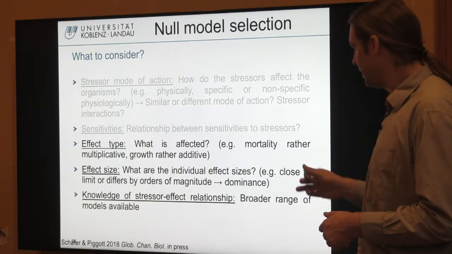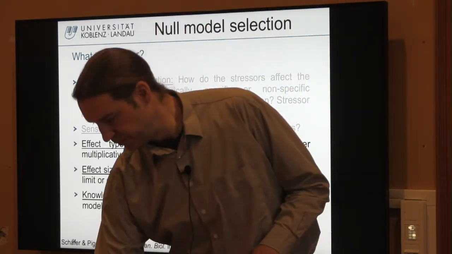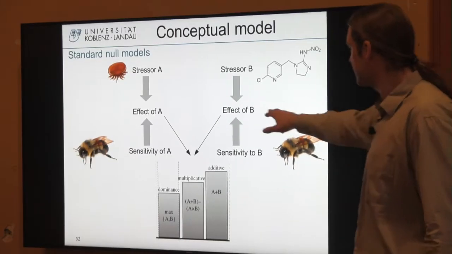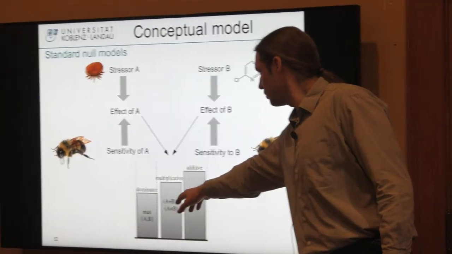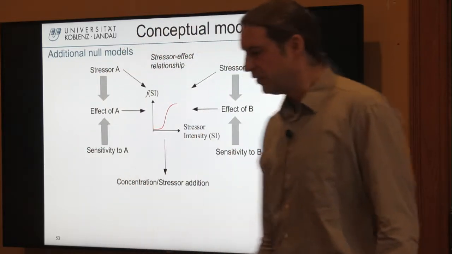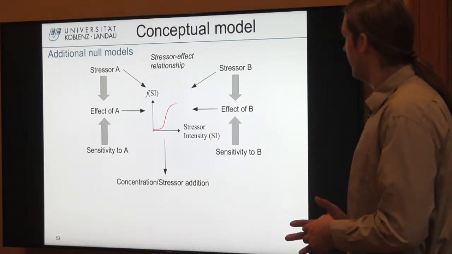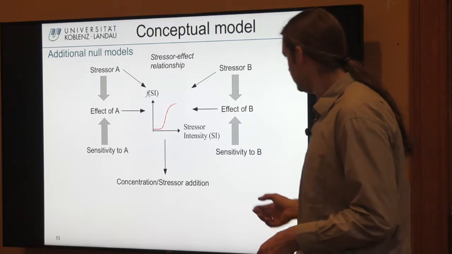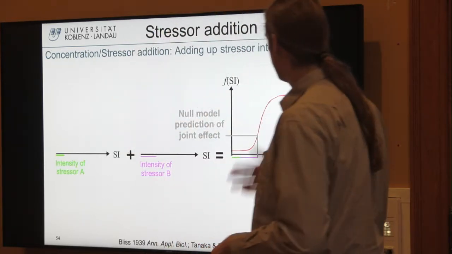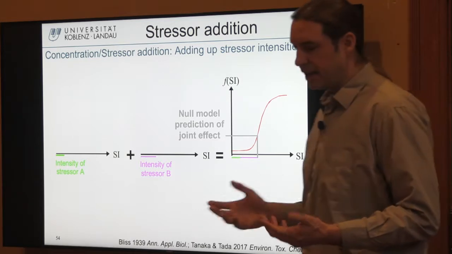And finally, knowledge of the stressor-effect relationship will allow you to use a broader range of models. What do I mean by that? Well, if we look at the standard null models used, they just take the effect of A and B. That's also what you use for the multiplicative and independent action null model. But if you know something about the stressor-effect relationship or ecotoxicological concentration response relationship, then you can use the concentration or stressor addition model. It would look generalized for stressor addition as something like that. So you could predict the joint effect by adding up stressor intensities.